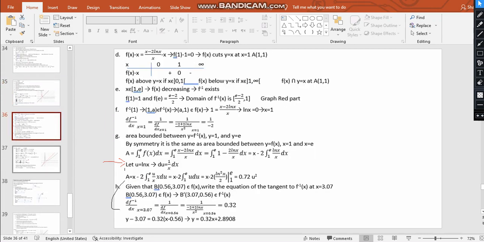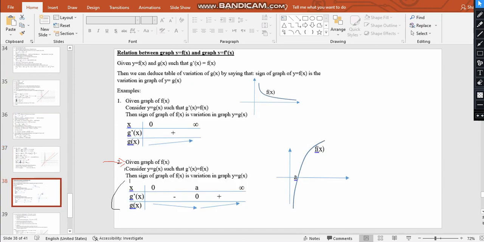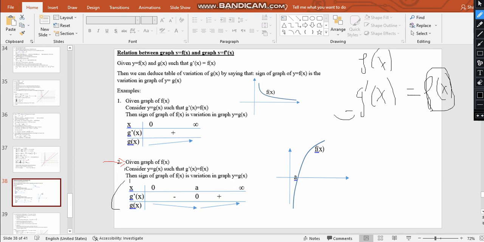Okay, you have this problem, this problem also. The relation between the graph y equal f of x and y equal f prime of x, I want you to read it. Why? Because for example here, if you have a curve f of x, and a curve g of x such that g prime of x equal f of x, what does it mean? It means the sign of f of x is the variation of g of x, and if the sign of f of x is always positive, g is always increasing.